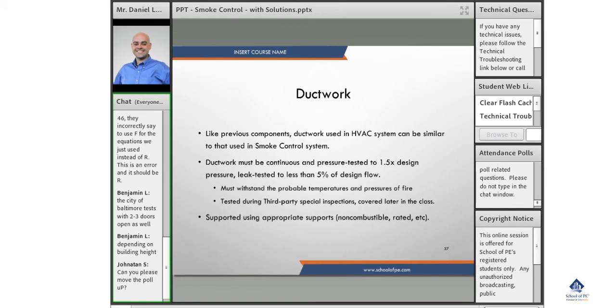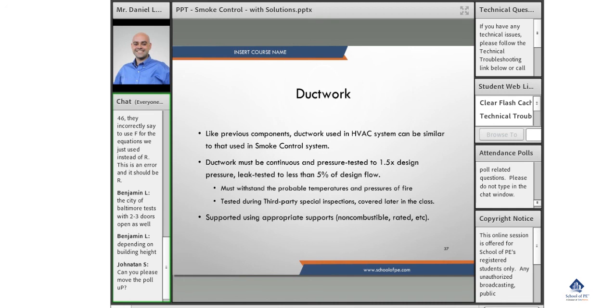So ductwork, like the previous components, is again part of the HVAC system. And the use in the system can be similar. You can share ductwork between those 2 systems. However, of course, the ductwork for the smoke control must meet higher standards. So it must be continuous. It must be pressure tested to 1.5 times the design pressure, and it must be leak tested to less than 5% of that design flow.